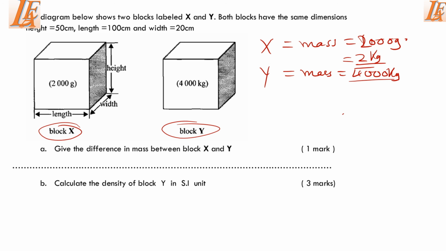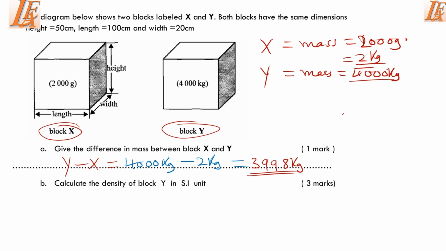Then the first question A, give the difference in mass between block X and block Y. So in this case, what we do, we take block Y, we subtract the mass of block X, which is going to be in this case 4000 kilograms minus 2 kilograms. Then in this case, what we're going to get is 3998 kilograms.